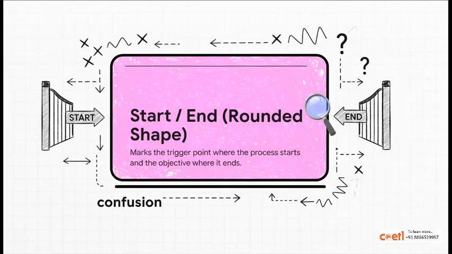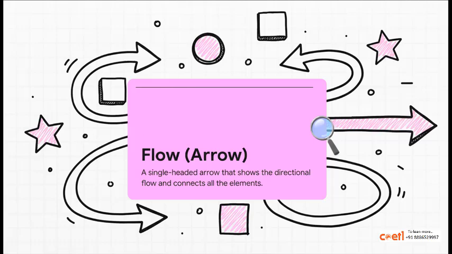for confusion. And last but not least, the arrow. This is the glue that holds the whole map together. These flow lines show the direction everything moves in, connecting all the steps and decisions into a logical sequence. It's what guides you from the beginning all the way to the end.